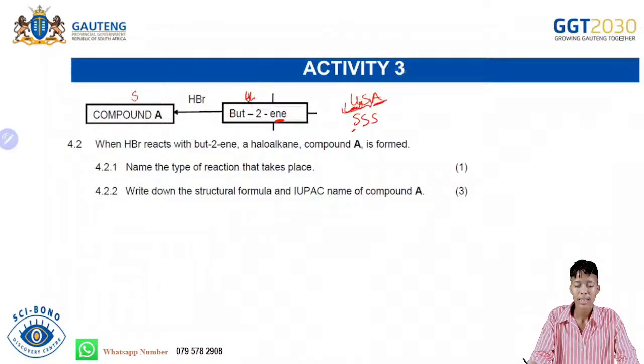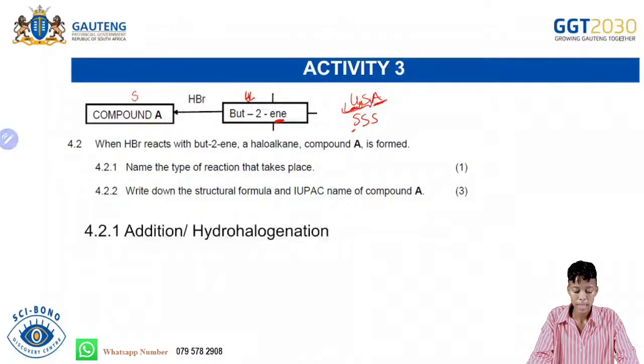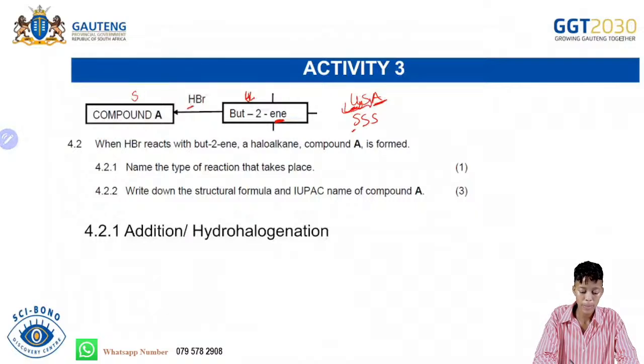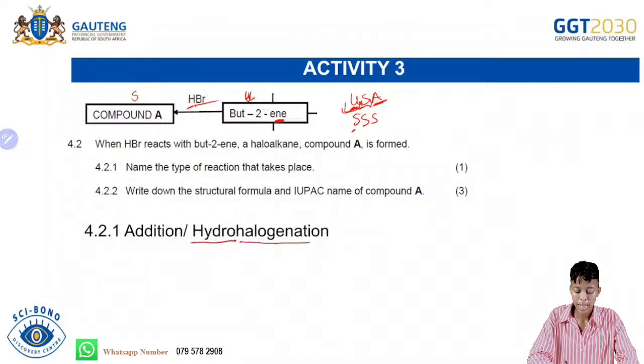Therefore, the type of reaction would be your addition reaction. But what type of an addition reaction is this? What is it that you are adding? You are adding a hydrogen, so hydro, and a what? And a halogen. So it will be called what? Hydrohalogenation, because it's the addition of hydrogen and a halogen. Then 4.2.2, it says, write down the structural formula and the IUPAC name of compound A.